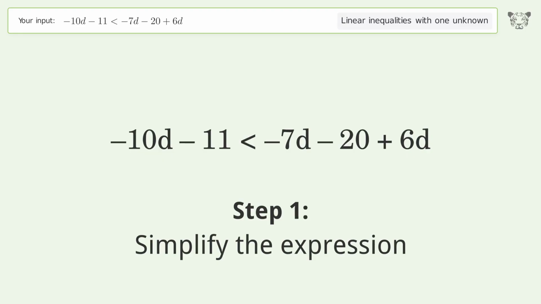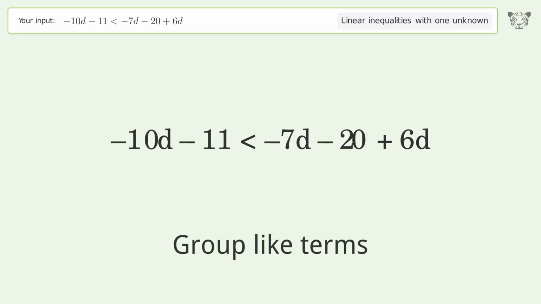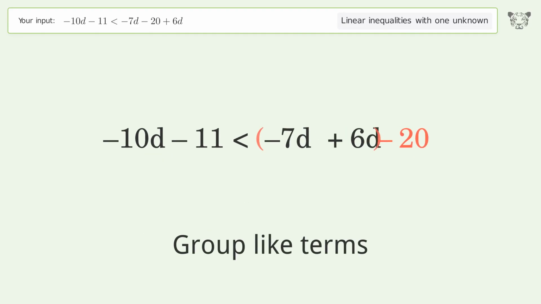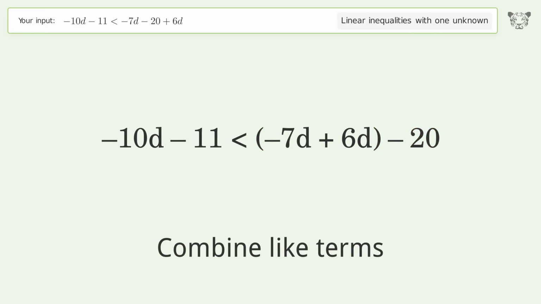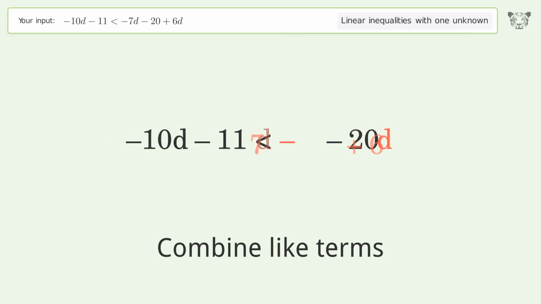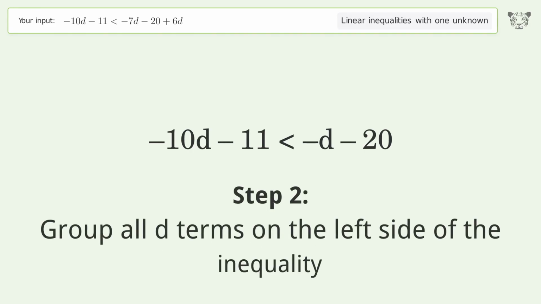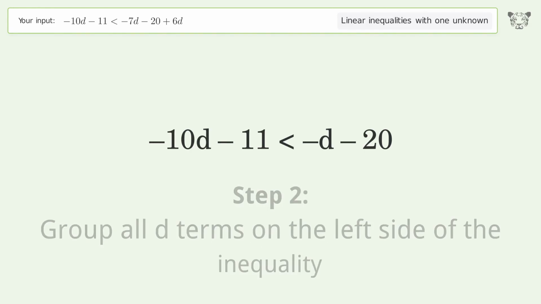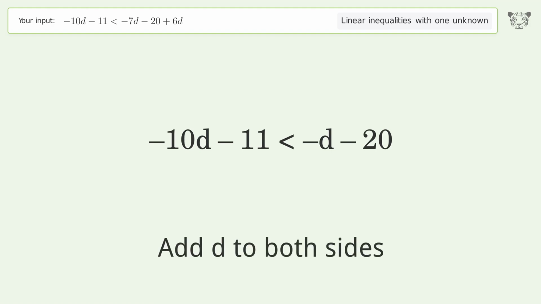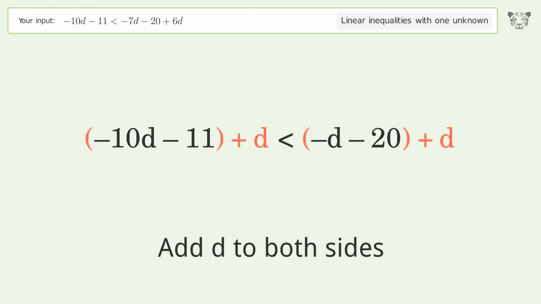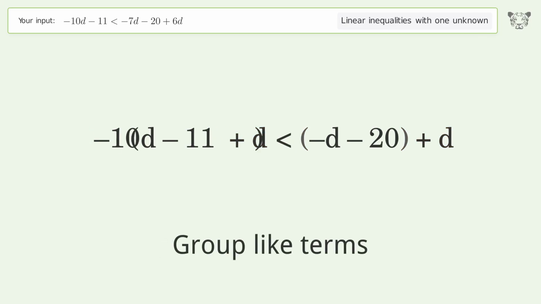Simplify the expression. Group like terms. Combine like terms. Group all d terms on the left side of the inequality. Add d to both sides. Group like terms.